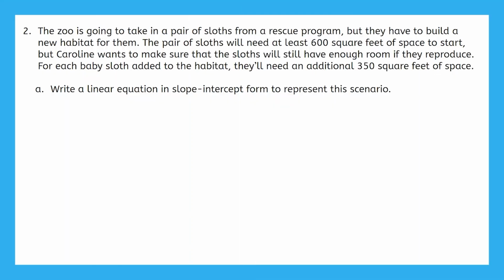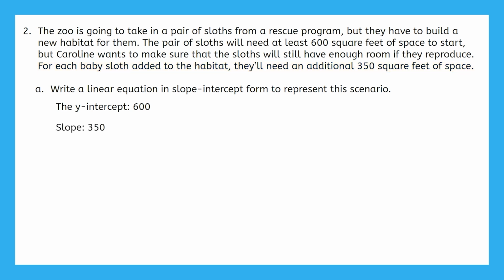Now that we know the baby sloths are x and the size of the habitat is y, we can see that this starting point of 600 is our y-intercept. If the sloths have 0 babies, they still need 600 square feet. Now all that's left is the slope. The only other thing that we have here is that for each baby sloth, we need to add 350 square feet to the habitat. Is that the slope?